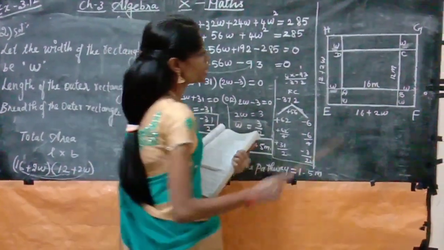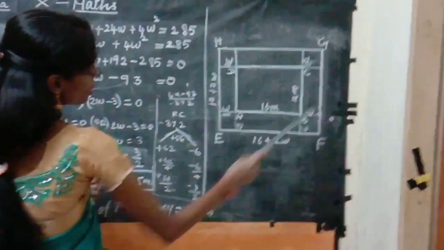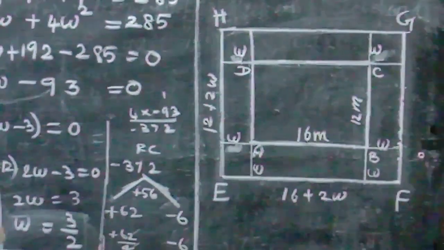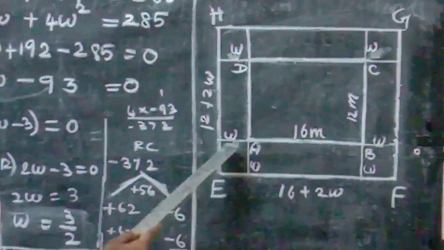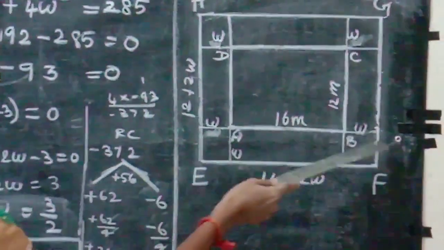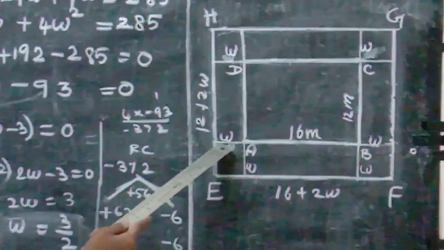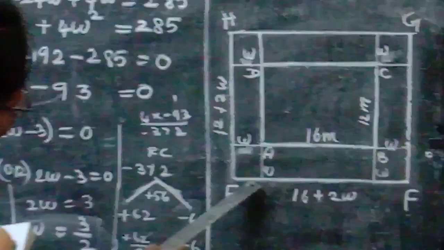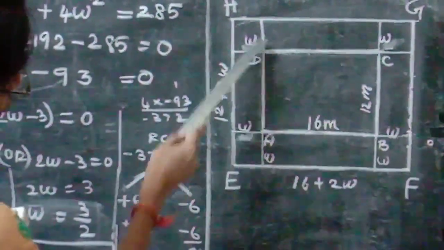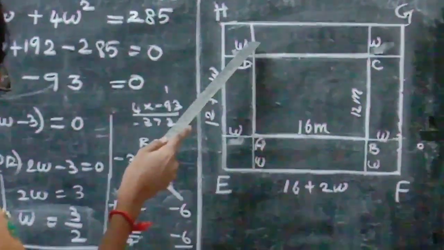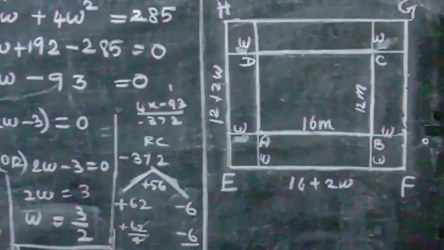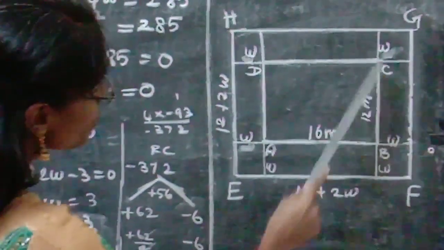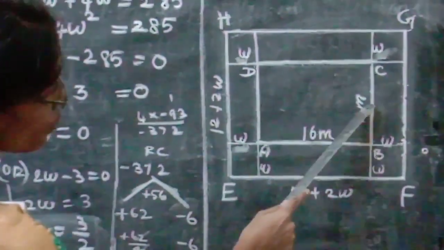See, here ABCD is a garden and its length is 16 meter and its breadth is 12 meter. This is the pathway. In length there will be two widths. This is one width and this is another W. In breadth there will be two widths. Here one W and here another W.